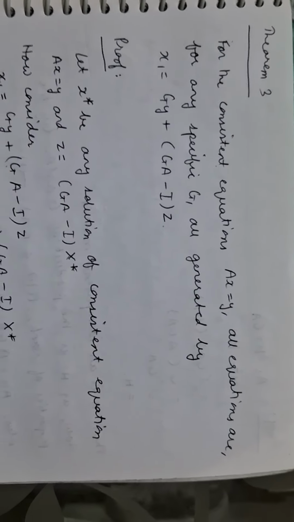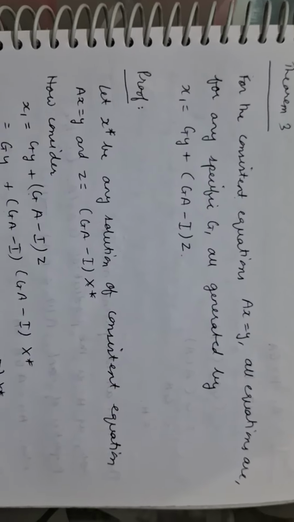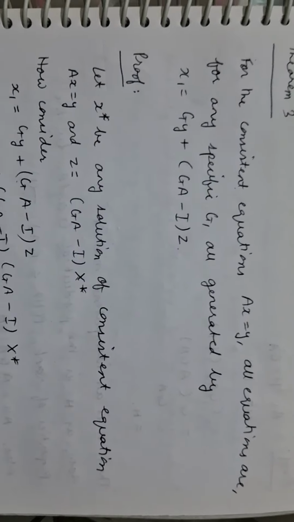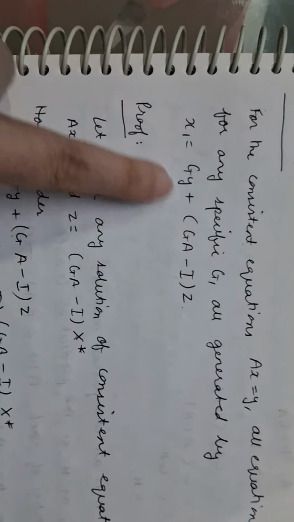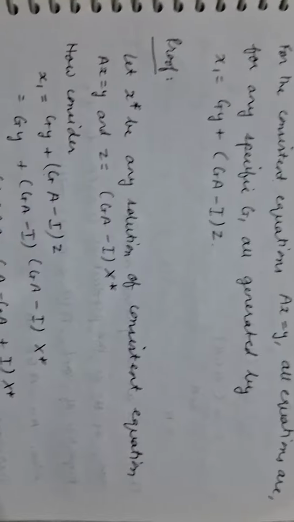Today we are going to talk about the third theorem related to the G inverse of a matrix. The theorem states that for consistent equations Ax = y, all solutions for any specific G are generated by x1 = Gy + (GA - I)z.